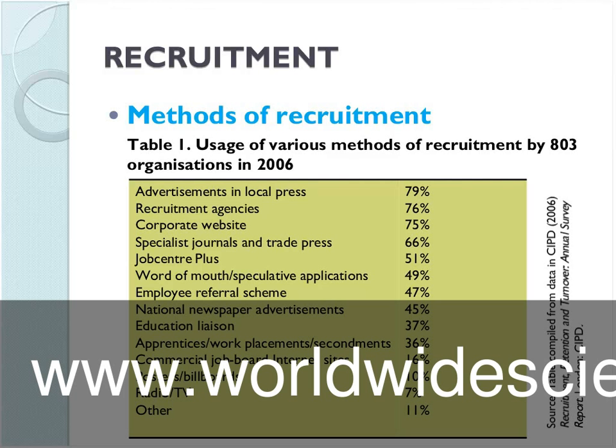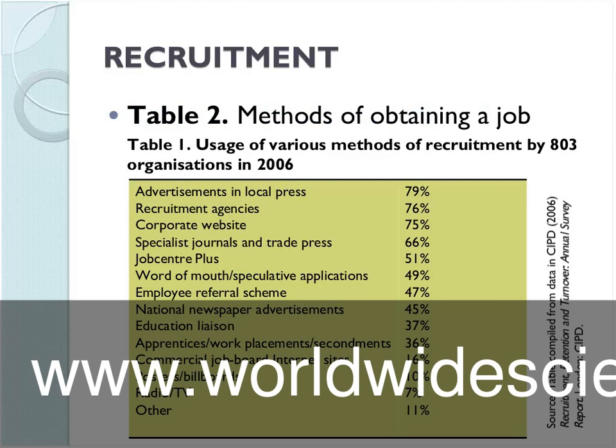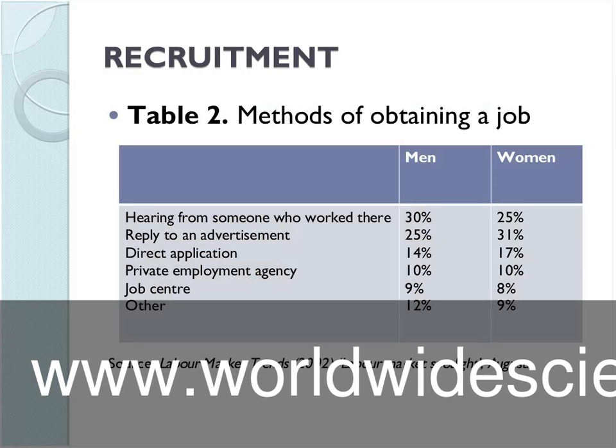So the next slide, table 2, shows the methods of obtaining a job. So now we can compare these two kinds of tables: how the companies are going to recruit the employees, and how in real life it has actually been applied. So here is hearing from someone who worked there.